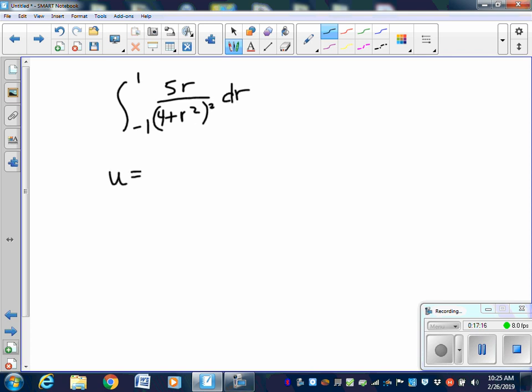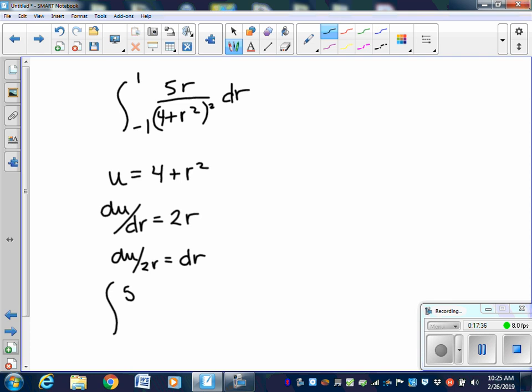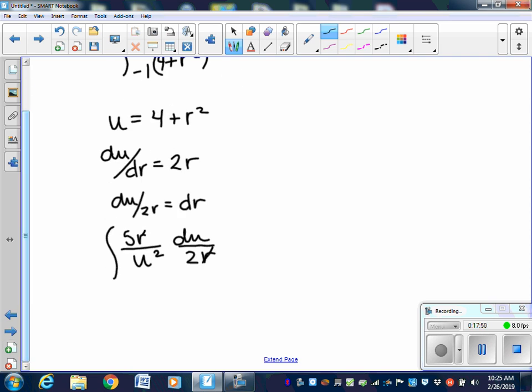I'm going to let u equal the 4 plus r squared. Du divided by dr equals 2r. Du divided by 2r equals dr. So I'm going to leave the 5r. I'm going to replace the 4 plus r squared with u to the second. I'm going to replace that, and then I'm going to simplify, and I'm going to have a 5/2 integrate u to the second du.